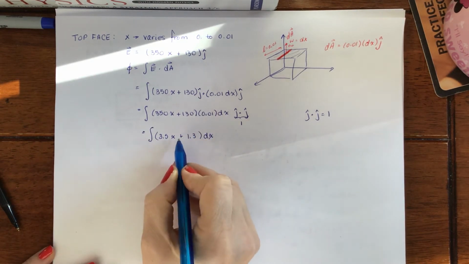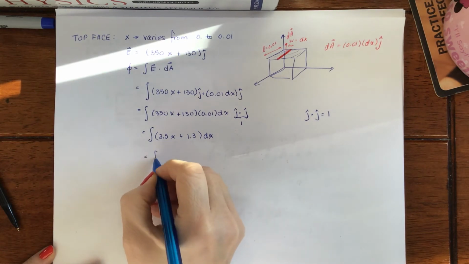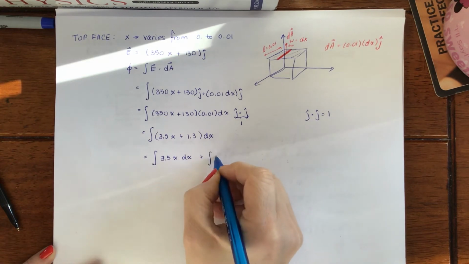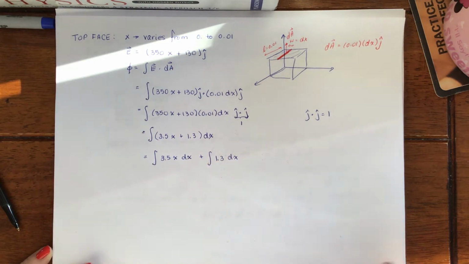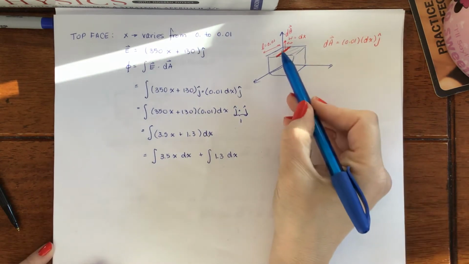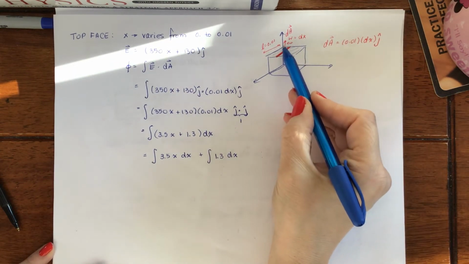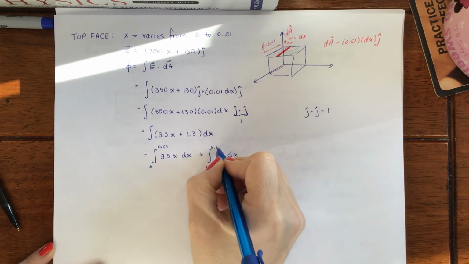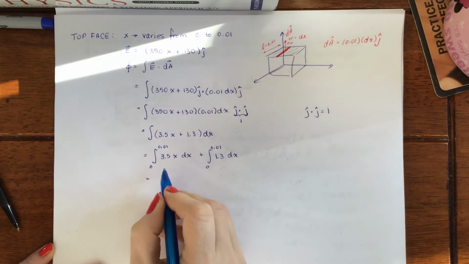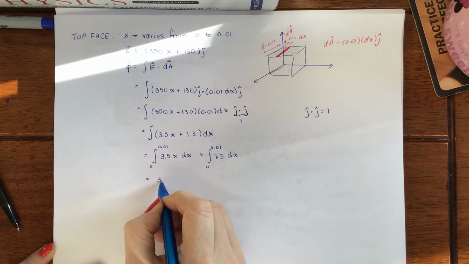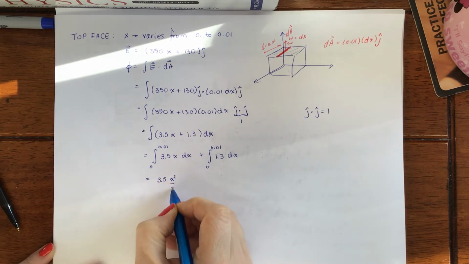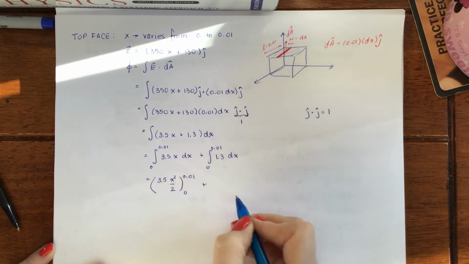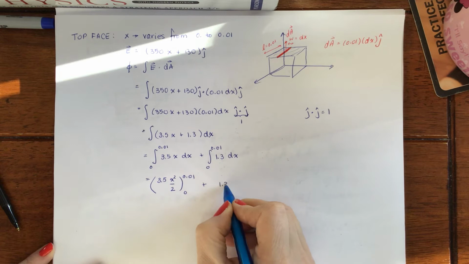Now we've got an addition inside our integral. We can split that into two integrals, 3.5x dx plus the integral of 1.3 times dx. Let's fill in the limits of our integral here. We said that x varies from this side to this side. It goes from 0 to 0.01. So let's evaluate our integral. The integral of 3.5x is going to be 3.5 times x squared over 2, and that's going to be evaluated at 0.01 and 0. The integral of 1.3 is 1.3x, evaluated at 0.01 and 0.